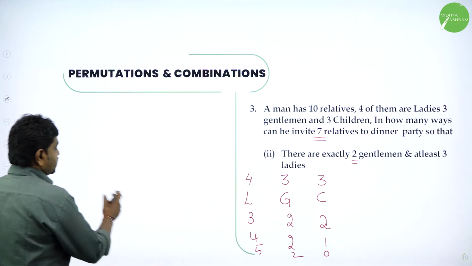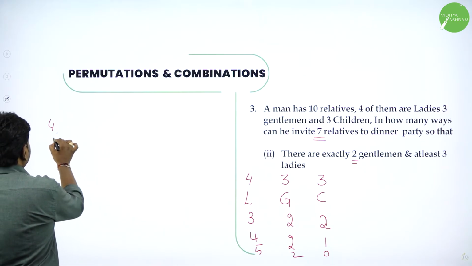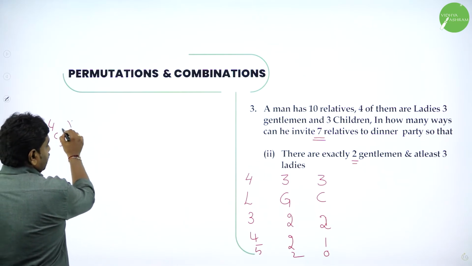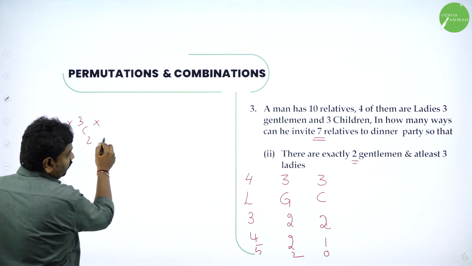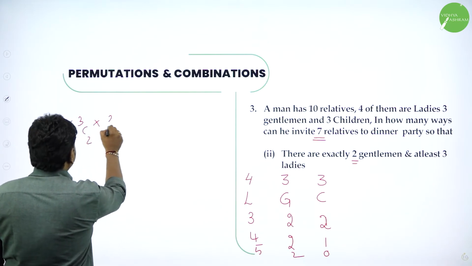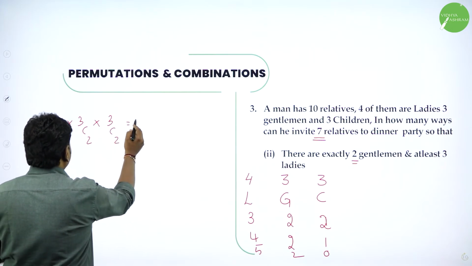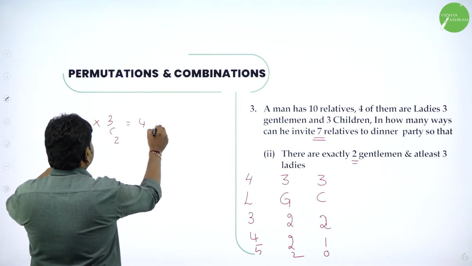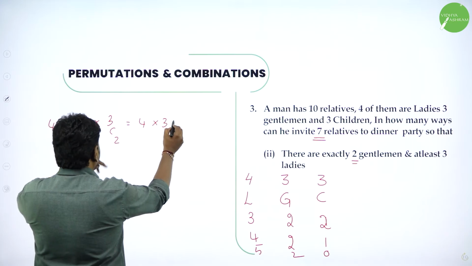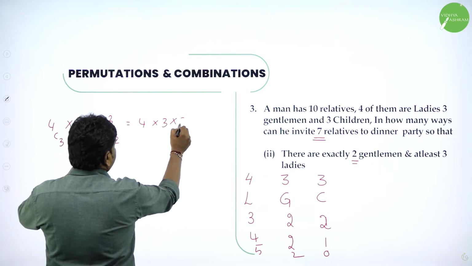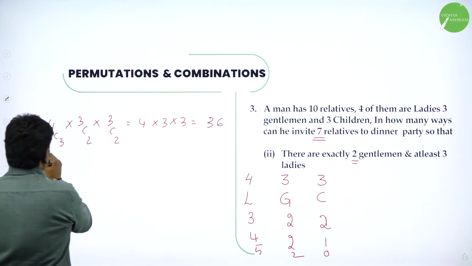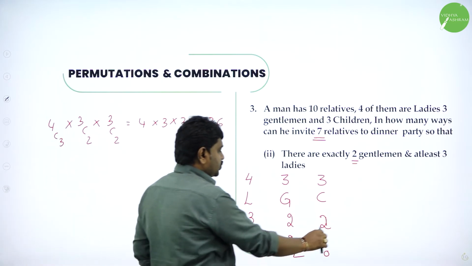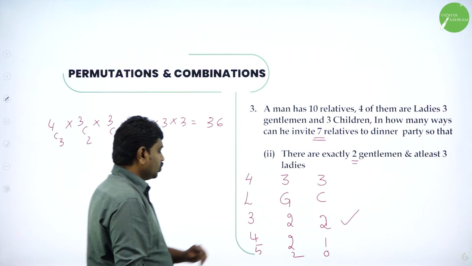Now, first case: out of 4 ladies, 3 ladies can be selected in 4C3 ways, and 2 gentlemen out of 3 gentlemen, 3C2, this is fixed. And out of 3 children, you can invite 2 children in 3C2 ways. You know 4C3 is the same as 4C1, which is 4. 3C2 gives you 3, 3C2 again gives you 3. 4 3s are 12, 3s are 36. Now I am done with case 1. Case 2, 4, 2, 1.